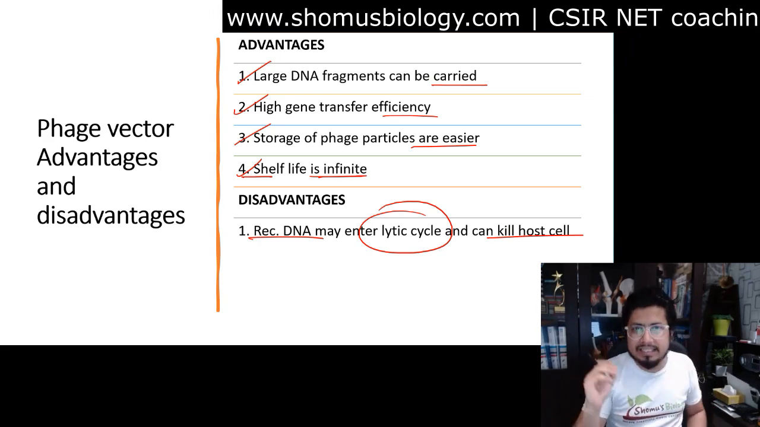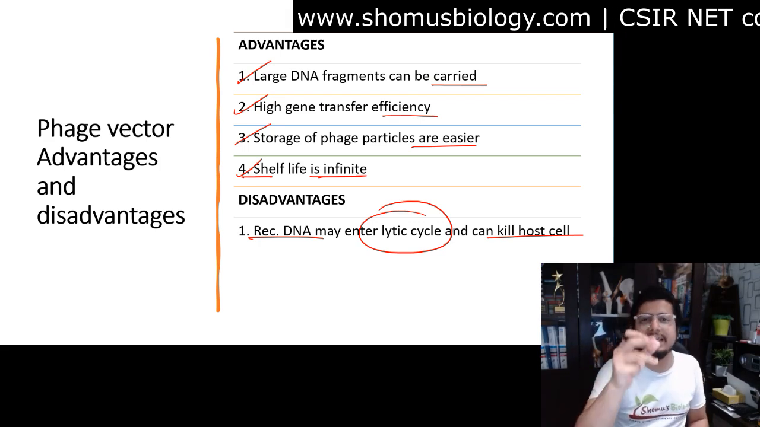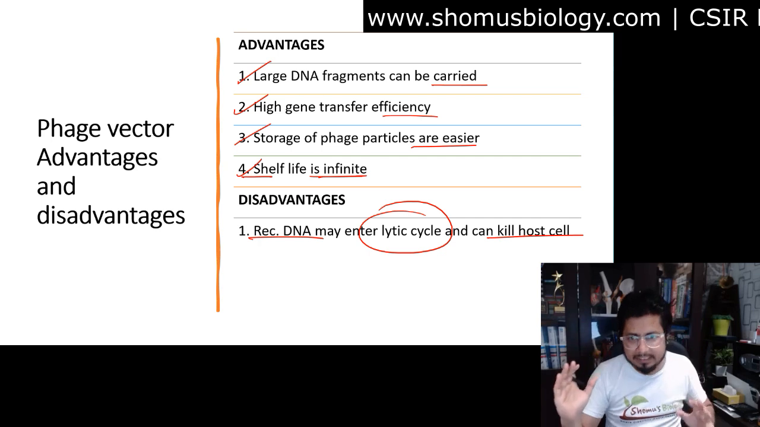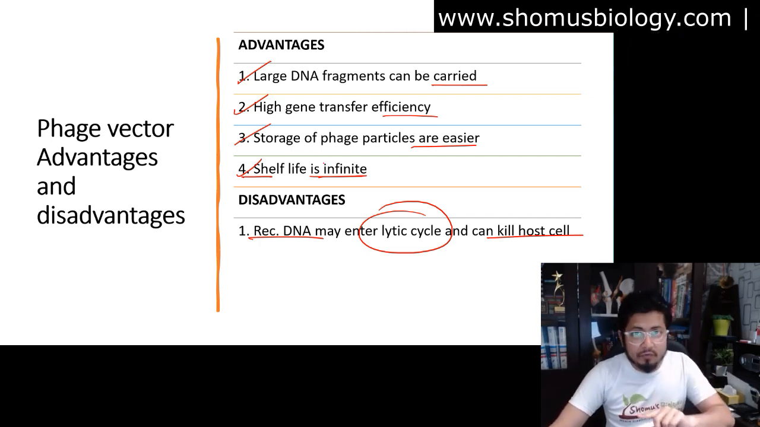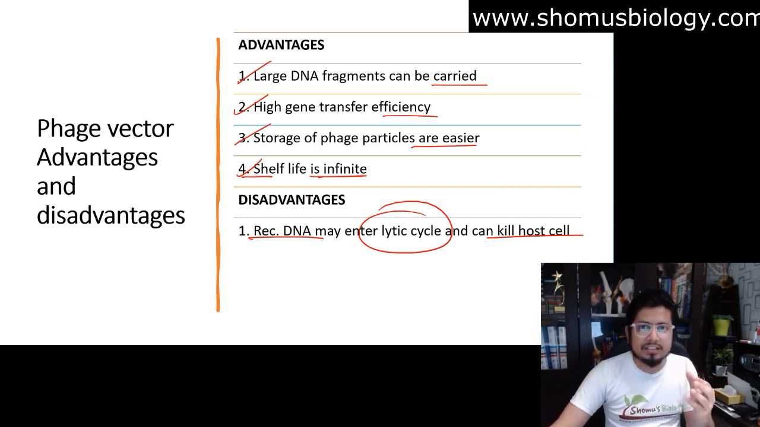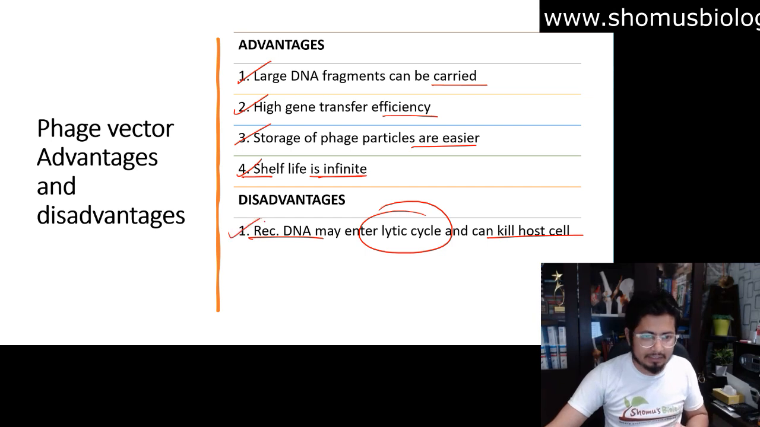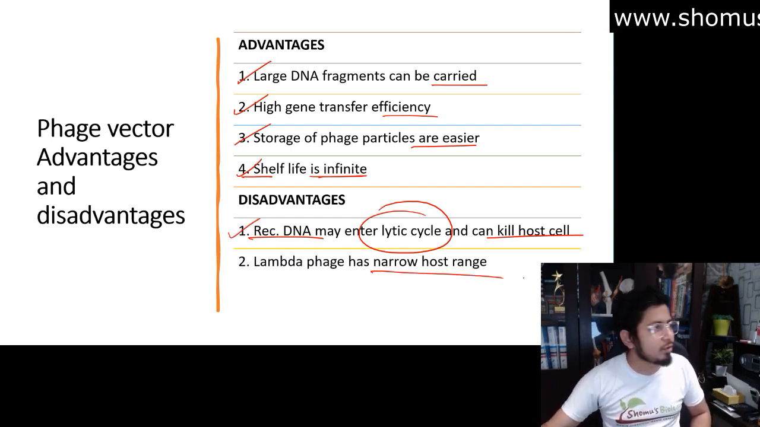So the recombinant DNA sometimes can get back the feature of killing and causing the lytic cycle to crack open the bacterial cell or host cell. So host cell death is a possibility if somehow the phage retrieves the function of the lytic cycle. That's one possibility. And the second disadvantage is the narrow host range.